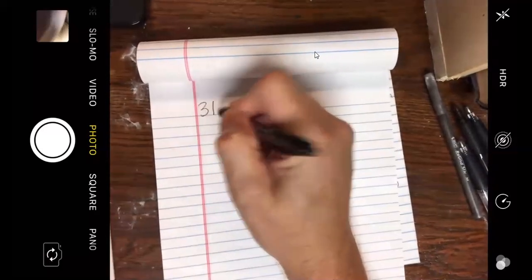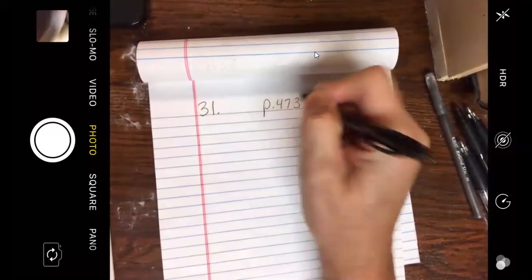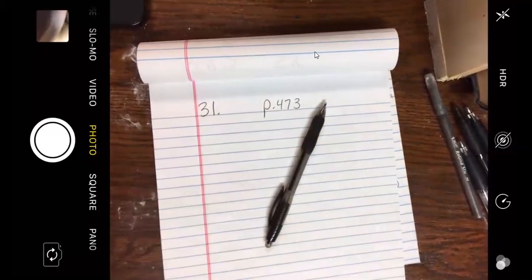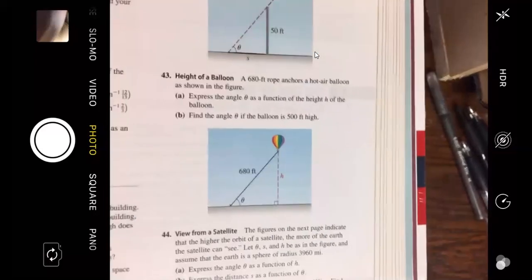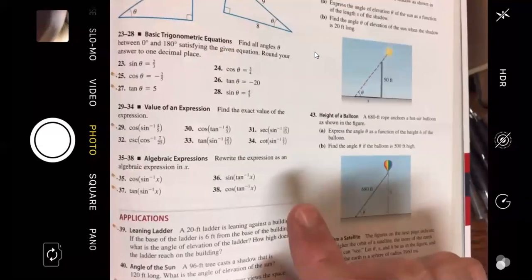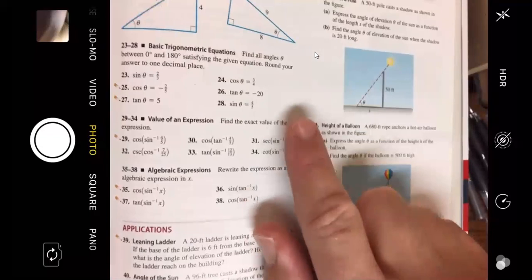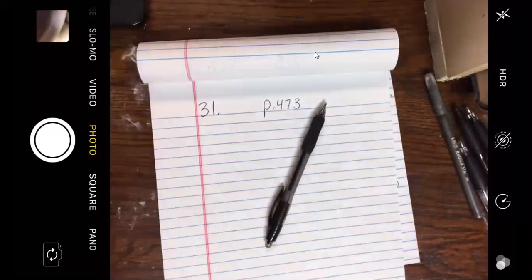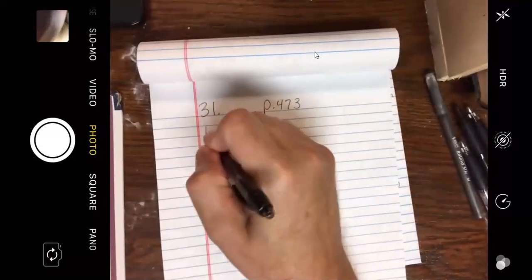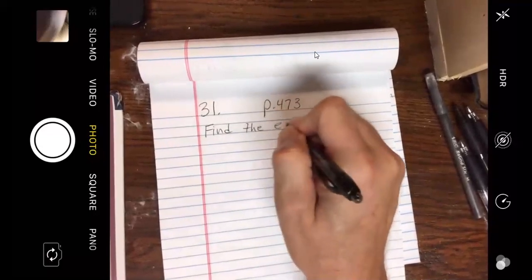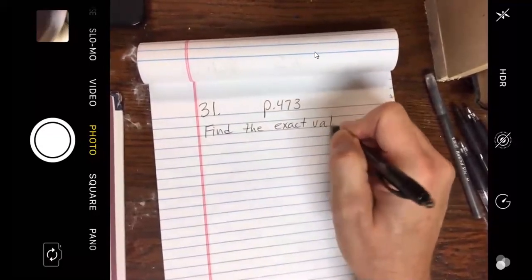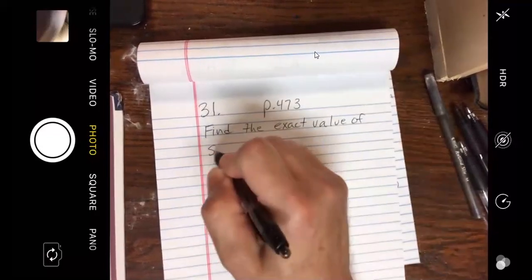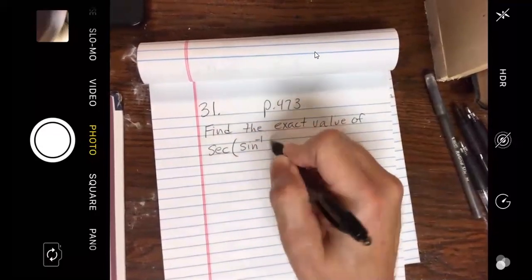All right, what about the group from between 29? We'll try problem 31, page 473. Find the exact value of the expression secant of arcsine of 12 over 13.